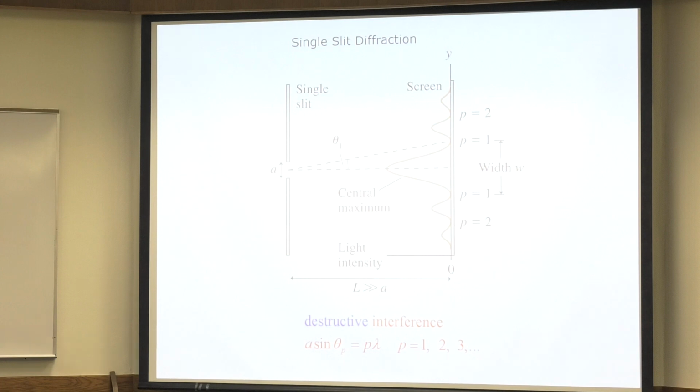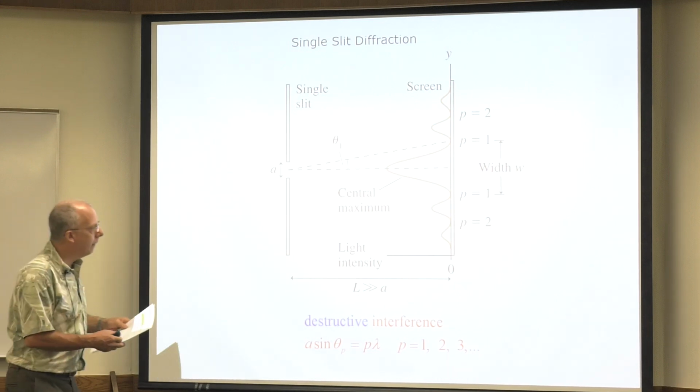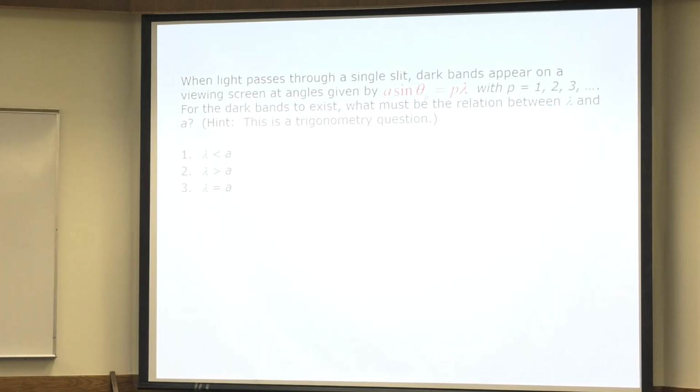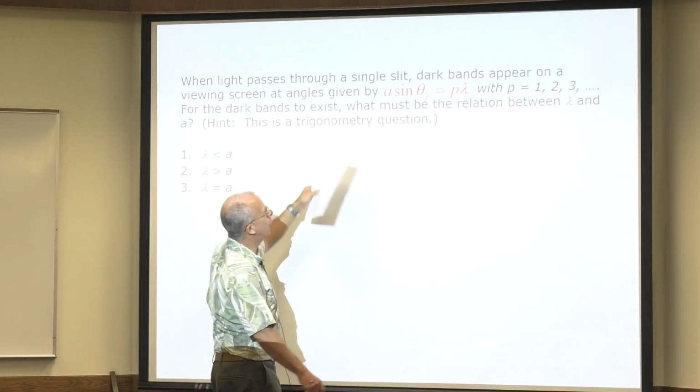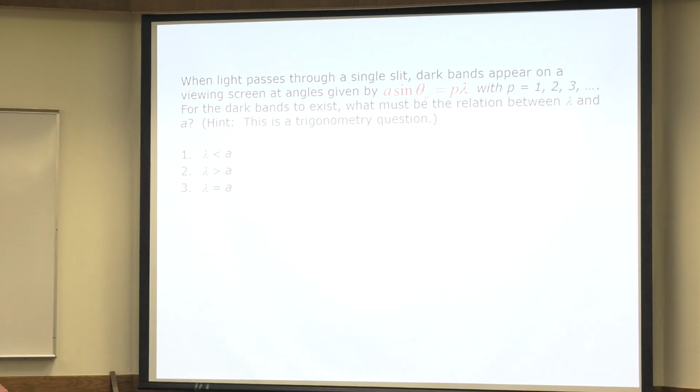Okay, so there you go. I haven't asked you a question in a long time. Here we go. When light passes through a single slit, dark bands appear on a viewing screen at angles given by a sine theta_p equals p lambda, yeah, we just said that, with p equal to 1, 2, 3, and so on. For the dark bands to exist, what must be the relation between lambda and a? This is totally trig. This is a math question. So pause your video and figure it out.